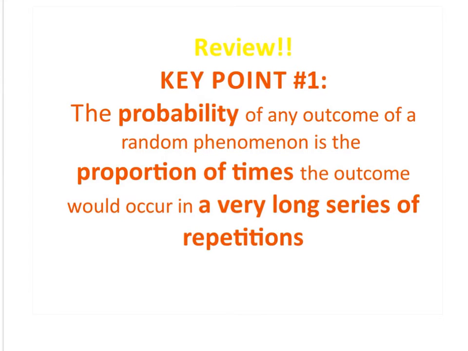So just to review, key point number 1, we've looked at this key point every single video this unit because it is the most important key point. The probability of any outcome is the proportion of times the outcome would occur in a very long series of repetitions. So this links to the law of large numbers. It links to probability tables and Venn diagrams and simulations. This key point is super, super important.